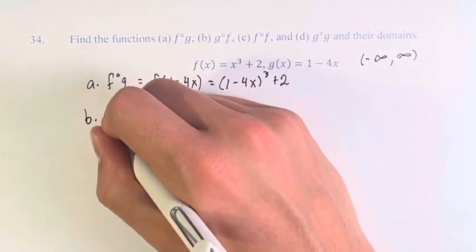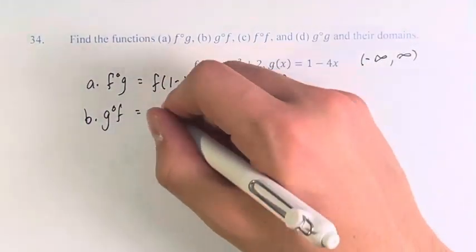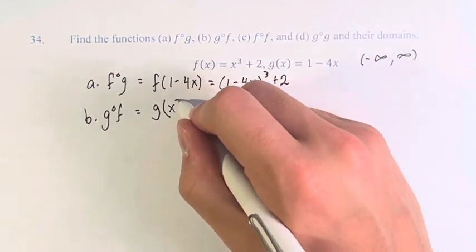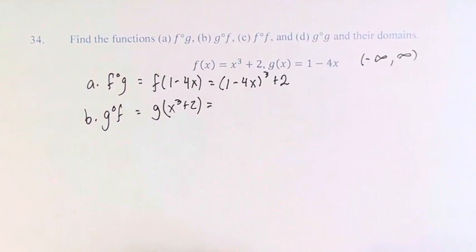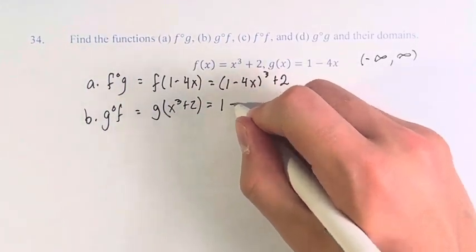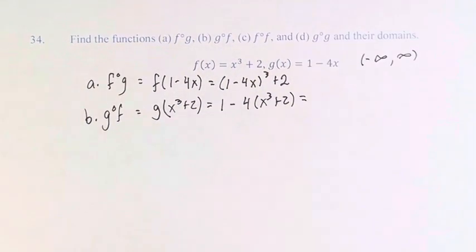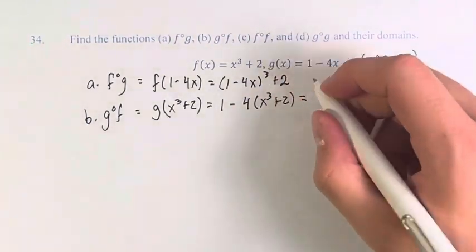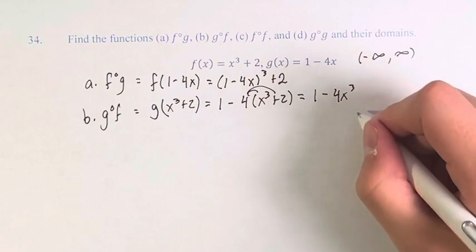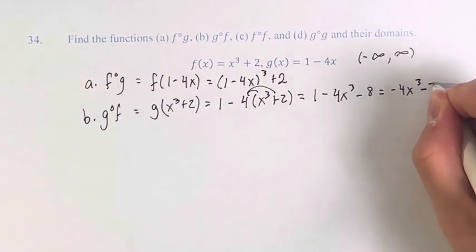For b, g of f, we're taking g of f of x, which is x cubed plus 2. Therefore, we're plugging this into x in g of x. So we have 1 minus 4 times x cubed plus 2. This is simple enough where I will just simplify it. So we have 1 minus 4 times x cubed, and negative 4 times 2 is minus 8. So this is minus 4x cubed minus 7.